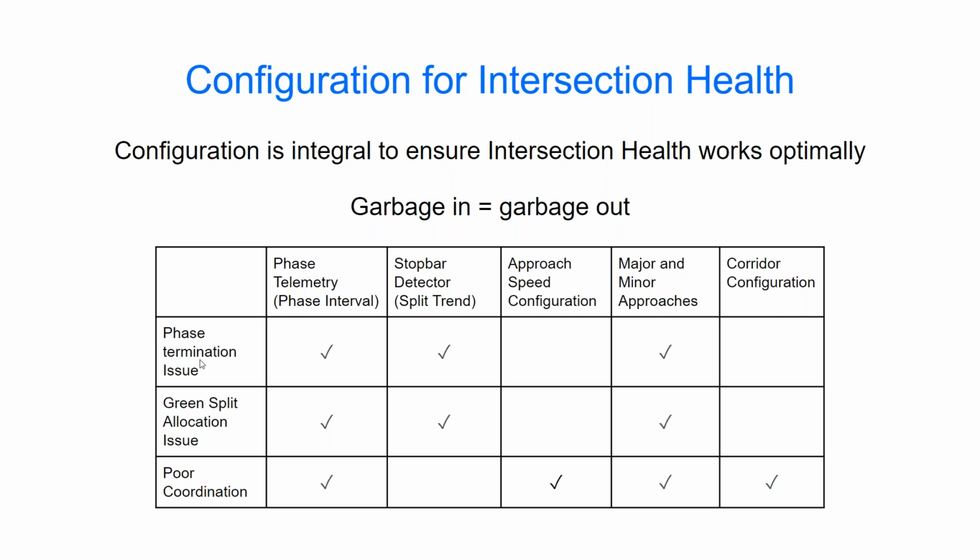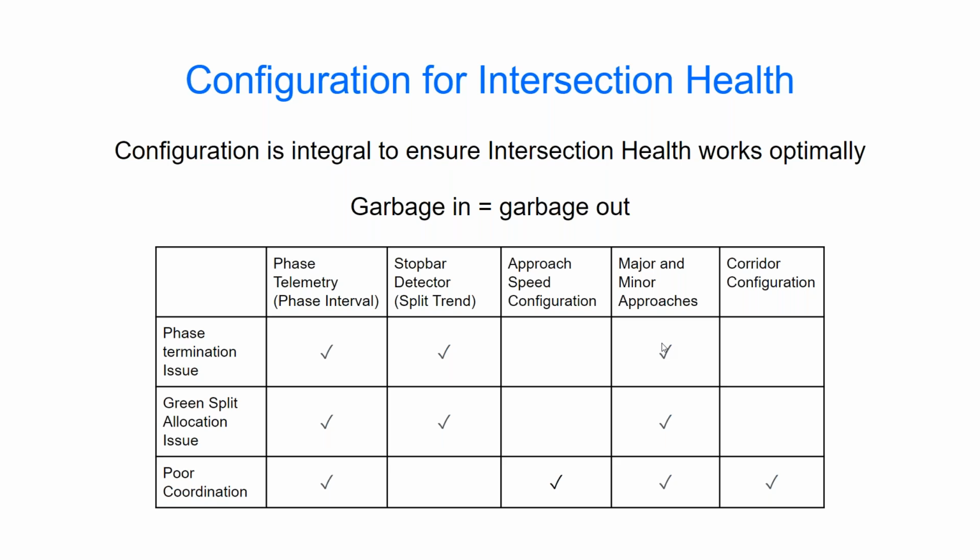So when it comes to phase termination issue, we really, obviously need correct phasing. We need the stop bar detectors set up and associated properly with the phasing information. And on our approach configuration, there is a designation for major versus minor. And so actually assessing or properly designating which one is a major or a minor will actually help determine if a minor is not terminating properly. And then that's where that comes from.